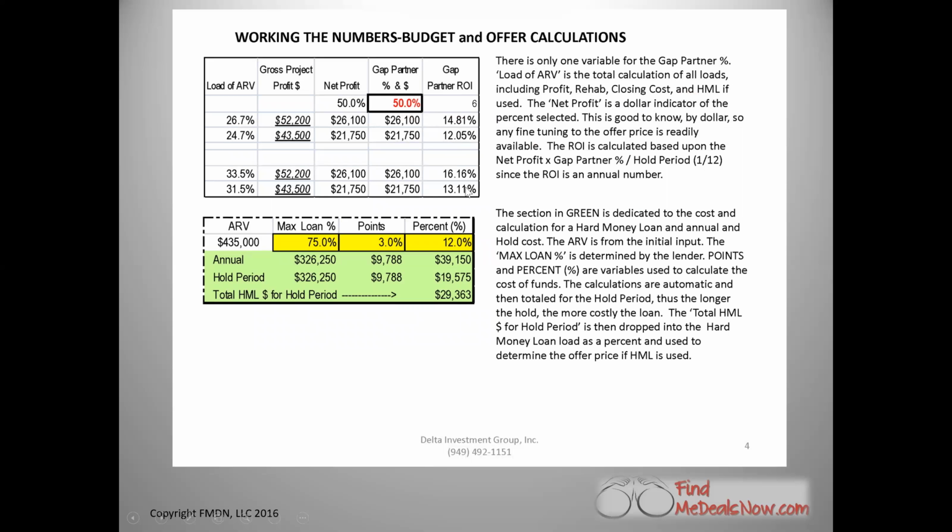These are annualized. The reason they're annualized is because of the hold period number 6 right here. That's our hold period, and you'll see how that will change relative to the months of hold. If it's 3 months, 6 months, 12 months, 15 months, you put in the number of months of hold, and it'll recalculate everything to the tenths of a percent.